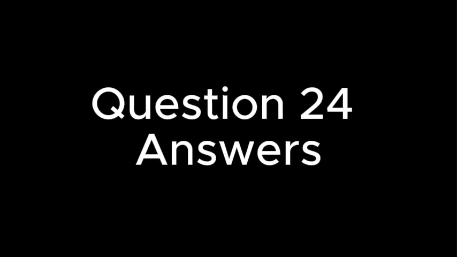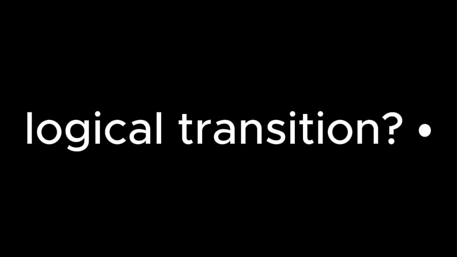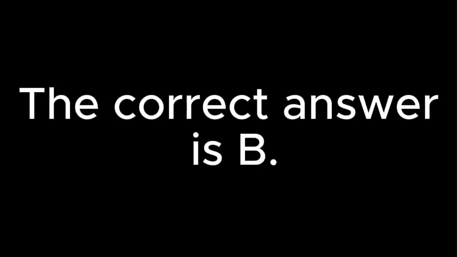Question 24. Which choice completes the text with the most logical transition? A. Conversely, B. In so doing, C. For instance, D. In particular. You selected answer A. The correct answer is B.